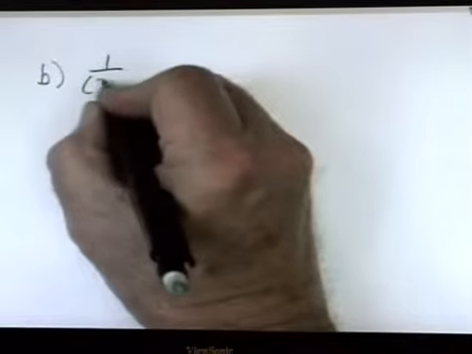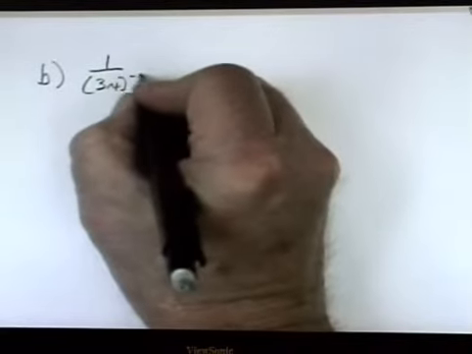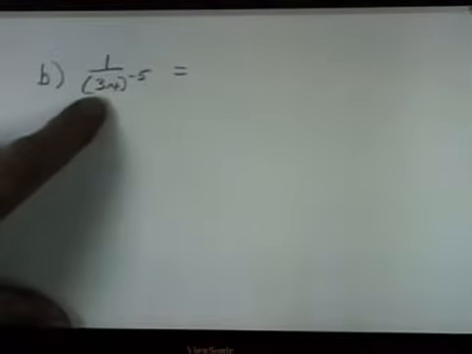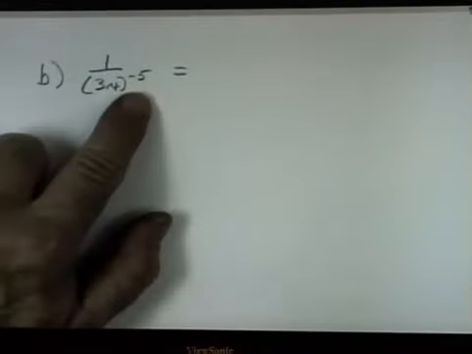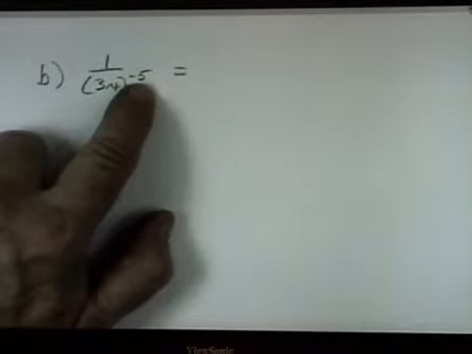Number B is 1 over 3x to the negative 5. Now, let me ask somebody in the back row. How do we get rid of this negative 5? This exponent is a negative number. We want it positive. How do we get rid of that negative number?